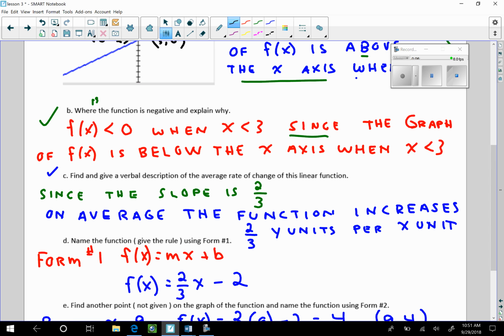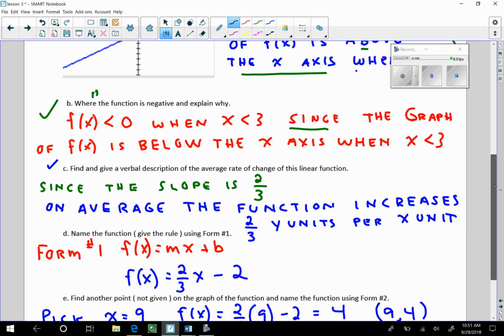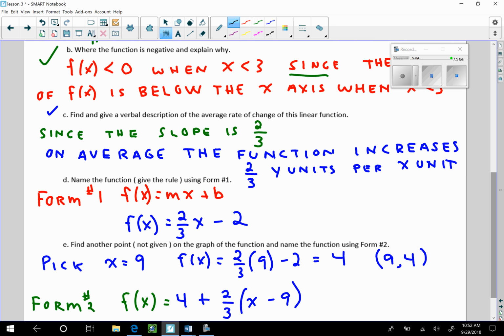And what I'm going to do, in light of time, part D says to give the rule for this function using form number 1. And form number 1 is the slope-intercept form. We know the slope, and we know the y-intercept is -2. So this portion right here is going to be easy to find.